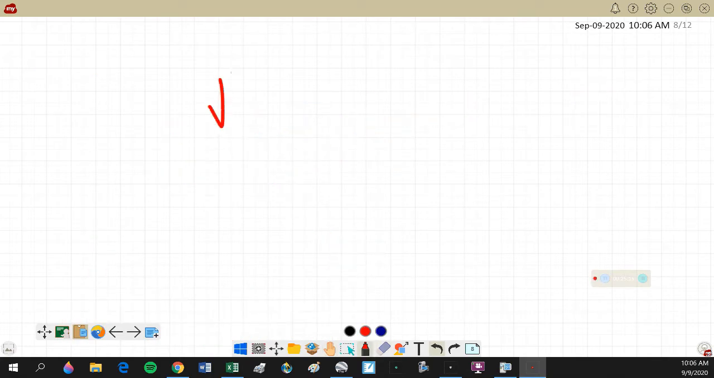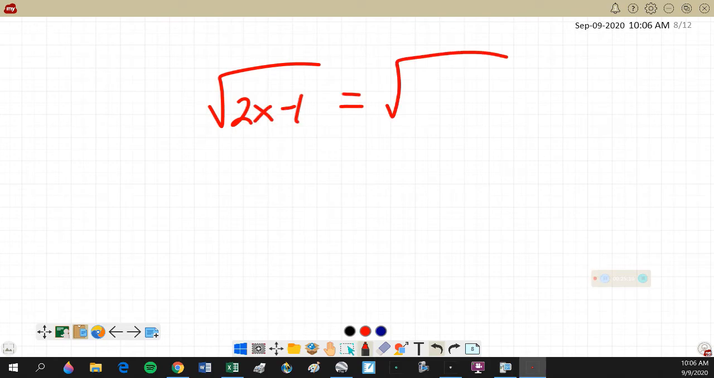What if I had the square root of 2x minus 1 equals the square root of 3x plus 5? How would you solve that? You just square both sides. Or, if you have a square root equals a square root, then the stuff on the inside must be equal. You just drop the square root.